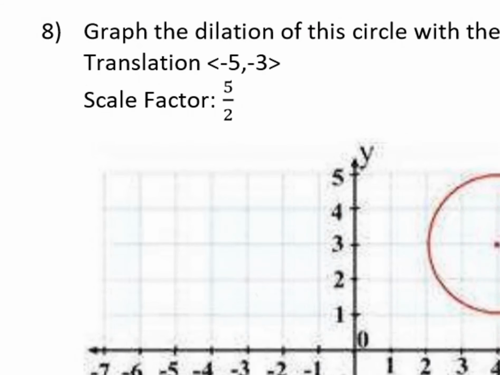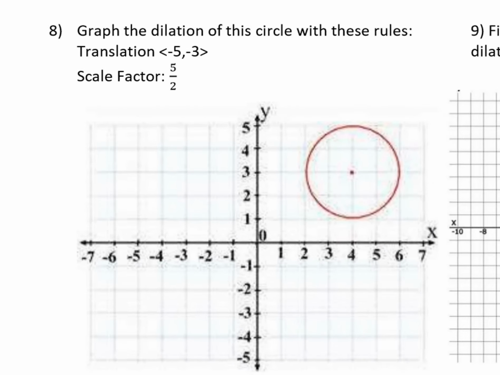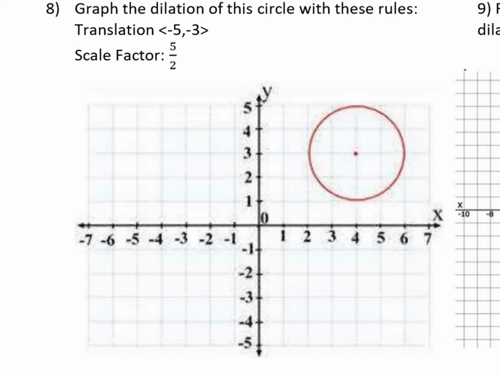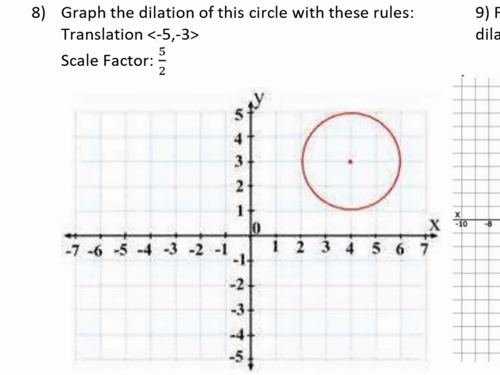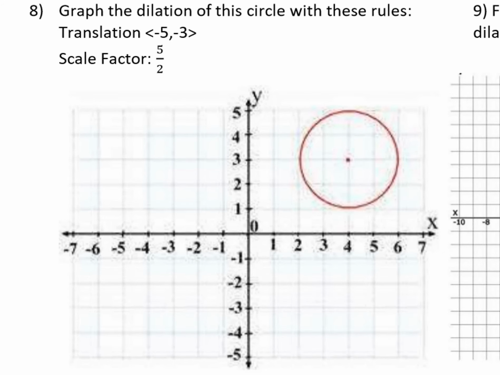All right, now this is new stuff. So we are graphing the dilation of the circle with this rule. So the translation is going to tell us, we're going to take our center and move it 5 units to the left. 1, 2, 3, 4, 5, and 3 units down. 1, 2, 3. So this is our new center.